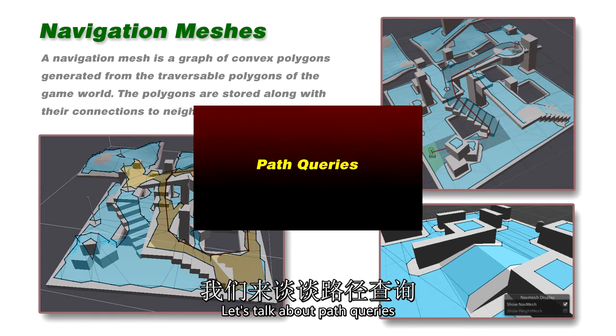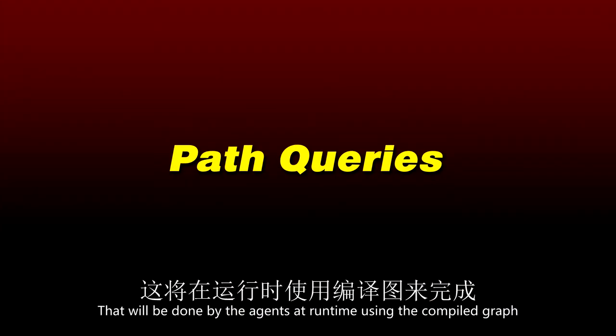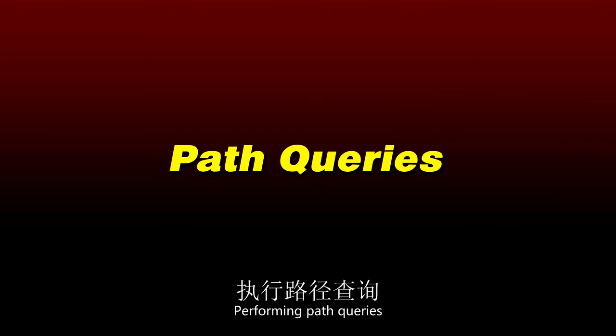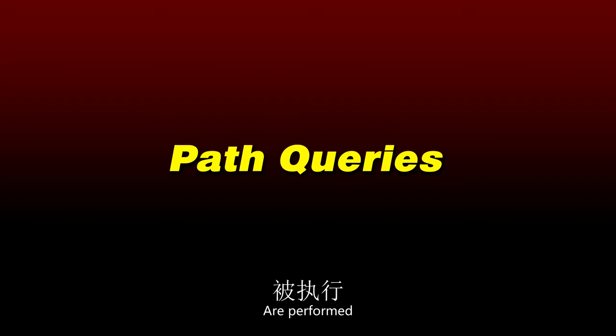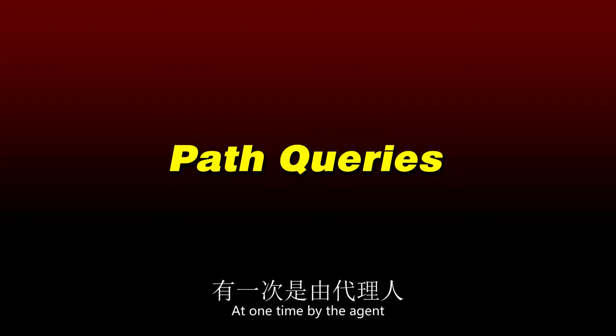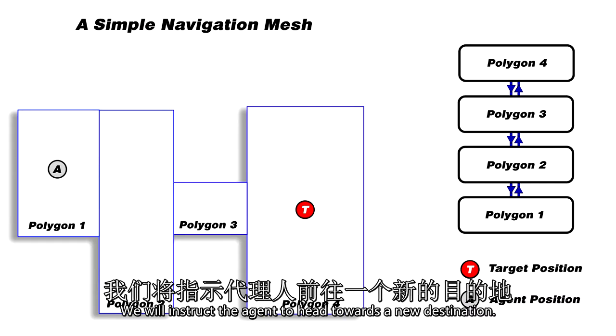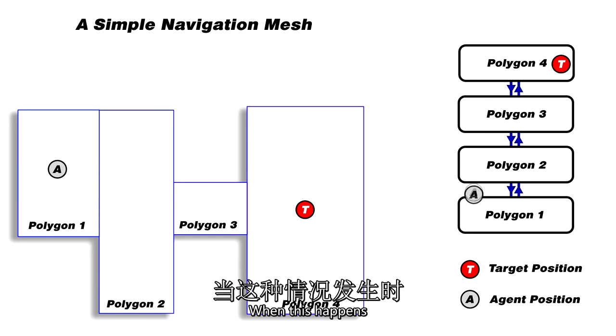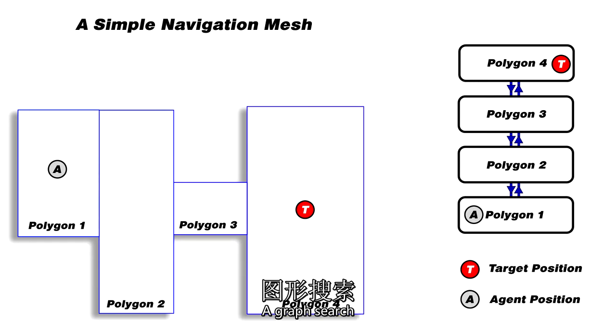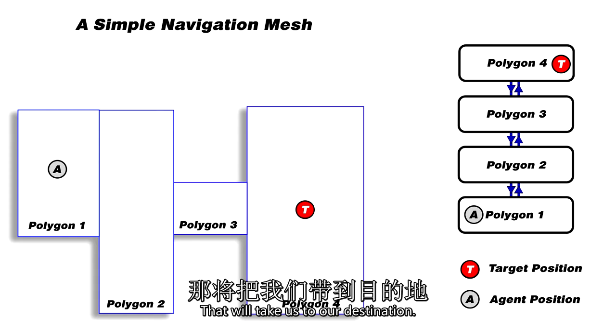Okay, so let's talk about path queries that will be done by the agents at runtime using the compiled graph. Performing path queries on the navigation graph is the next part of the puzzle that needs to be solved. These queries are performed at runtime by the agent. So via code, we will instruct the agent to head towards a new destination. When this happens, the agent must perform a graph search to find all the relevant edges and nodes of the graph that will take us to our destination.